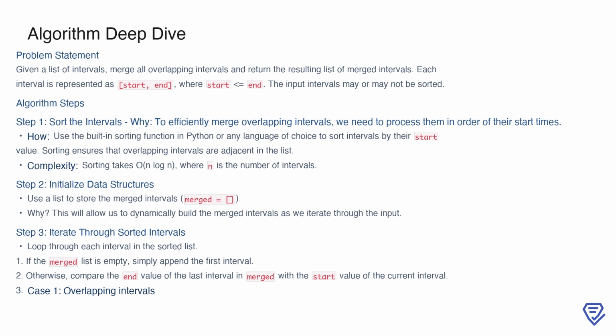The sorting step can be implemented using your language's built-in sorting function, and it runs in O(n log n) time. After sorting, we initialize an empty list called merged to store the resulting intervals. This list will be built dynamically as we iterate through the sorted intervals. The iteration involves looping through each interval, checking whether it overlaps with the last interval in merged, and taking the appropriate action. Let's begin with the details of how we handle these cases during the iteration process.